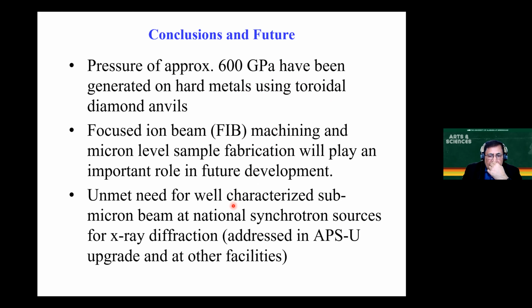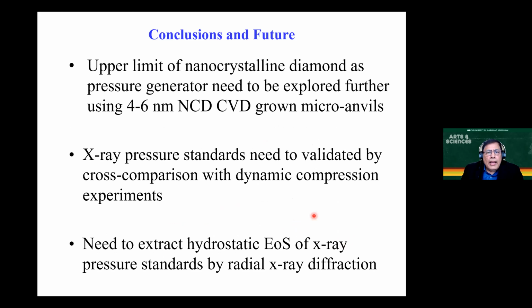As you can see from some of the data with NCD and mills, there is an unmet need for a well-characterized sub-micron beam at national synchrotron sources for X-ray diffraction. There was, of course, a recent HPCAT workshop for APSU, and those needs, I think, will be addressed in the APSU upgrade and at other facilities. And I think the upper limit of nanocrystalline diamond needs to be explored further. There are indications, as we discussed in the introductory part of my talk, that the shear strength of nanocrystalline diamond appears to be higher than single crystal diamond. So further controlled experiments are needed with the 4 to 6 nanometer CVD diamond. At least from my lab's point of view, we are looking at growth of 4 to 6 nanometer NCD diamond.